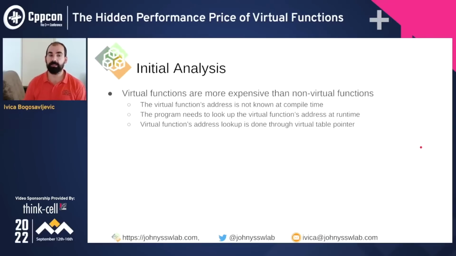So what is the initial analysis? Well, when you look at it like this, we know how it works. Virtual functions are by their nature more expensive than non-virtual functions. Why? Because the virtual function address is not known at compile time. So the CPU has to look up the virtual function address for each object, and this needs to be done at runtime, and when it's done at runtime, it consumes time.